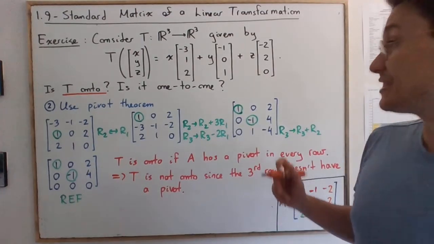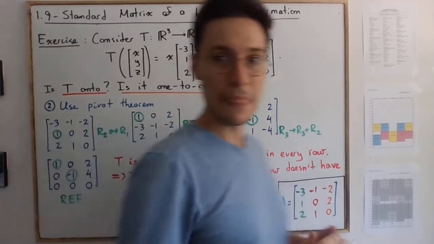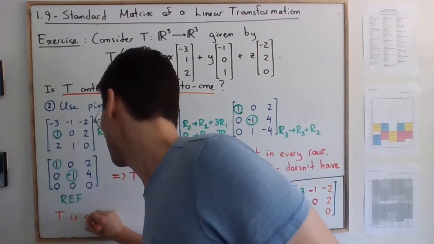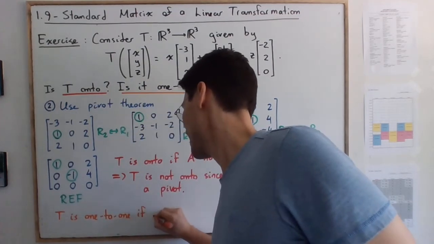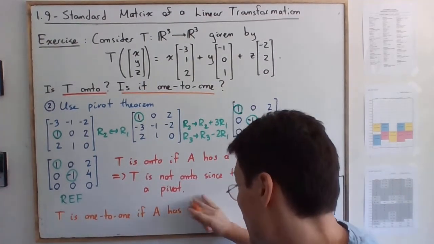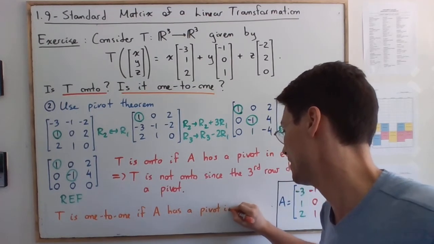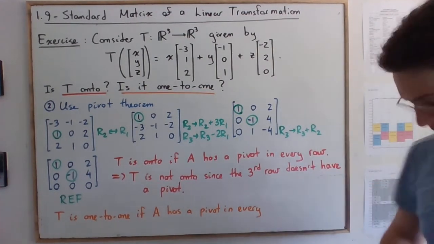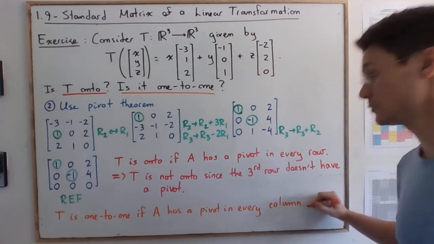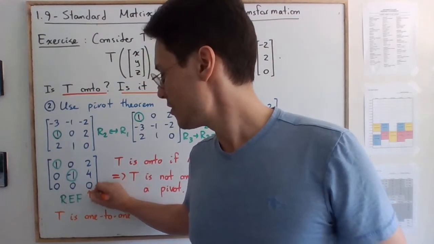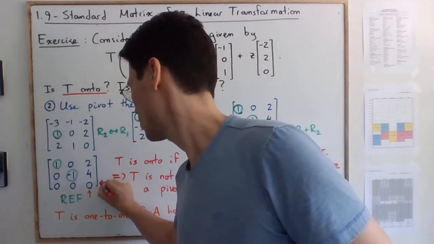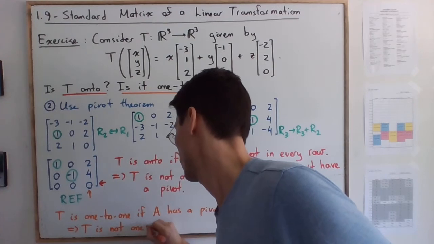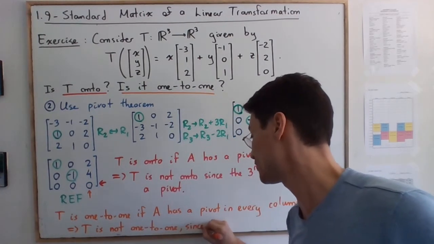Okay, now let's answer the other question, right? So is it one-to-one? Remember that it's going to be one-to-one if it has a pivot in every column. So T is one-to-one if A has a pivot in every column. I'm going to erase the matrix here, it's getting in the way. So you look at the columns and you notice that this column right here doesn't have a pivot, right? So you conclude that T is not one-to-one, again since the third column doesn't have a pivot.